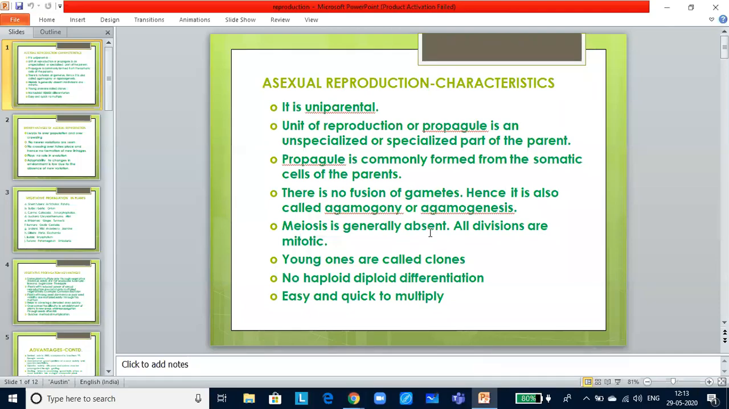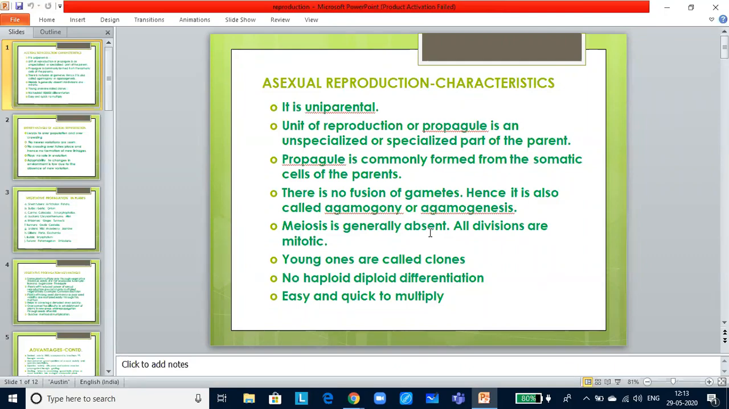Basically, what are the characteristics? It is uniparental. There is no involvement of a male and a female parent. It is only one parent. The unit of reproduction, also called a propagule, is an unspecialized or a specialized part of the parent. Propagules are commonly formed from the somatic cells of the parents. Since they are from the somatic cells, they will obviously be diploid in nature.